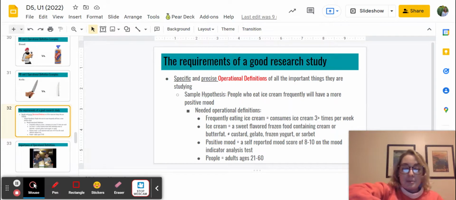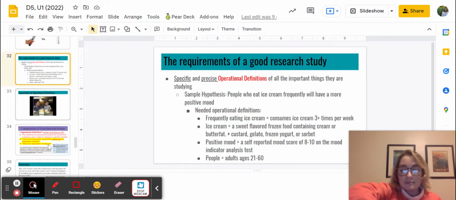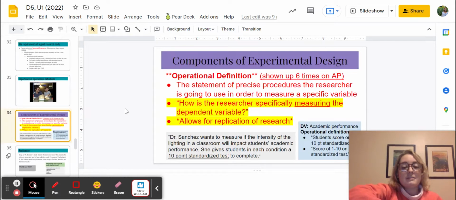And then you also need to operationally define who the people are. So is it anybody involved in the study, or I said it's people ages 21 through 60? Because again, we need to know who the population is so Billy Sue can go replicate it in Australia. So your official definition of operational definition is the statement of precise procedures the researcher is going to use in order to measure a specific variable.